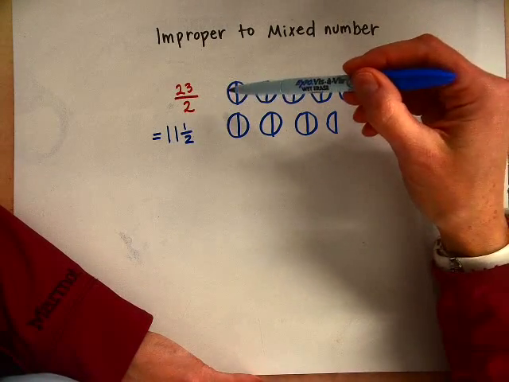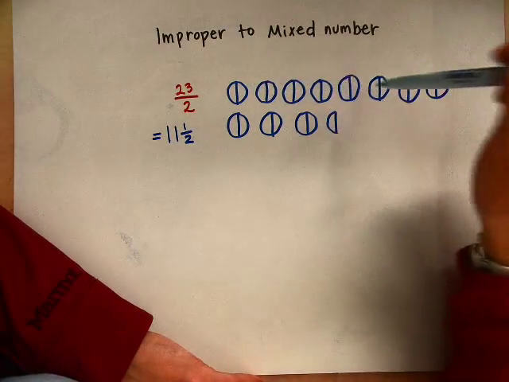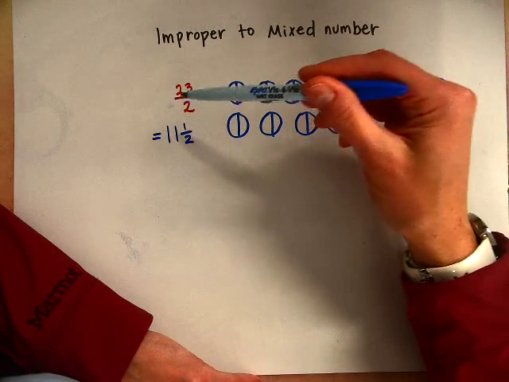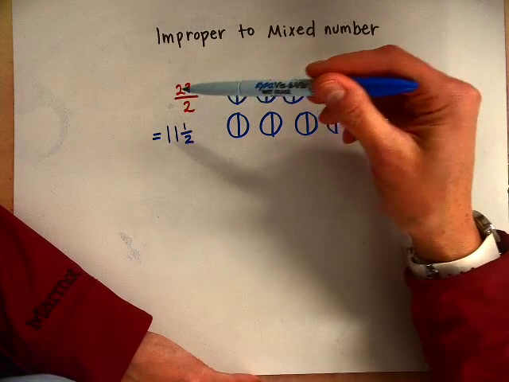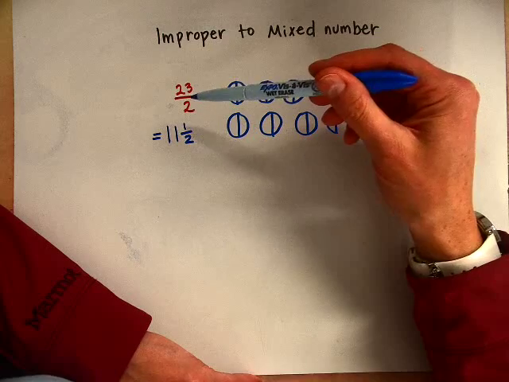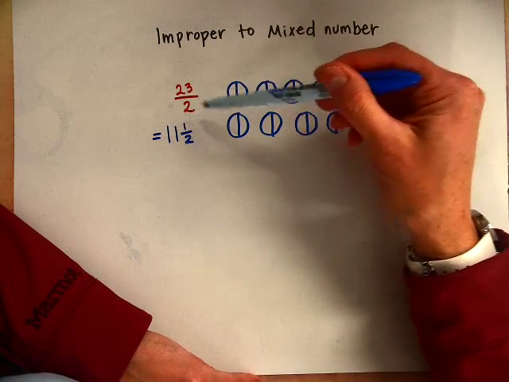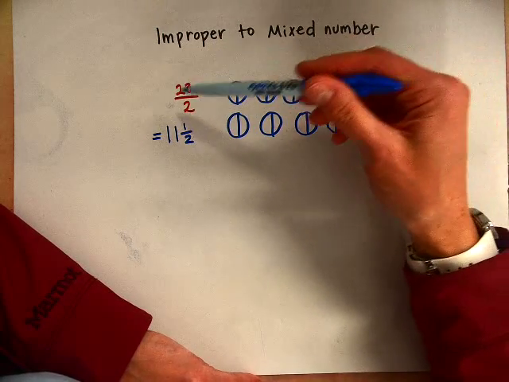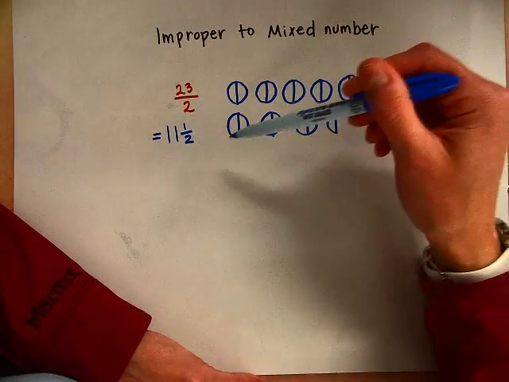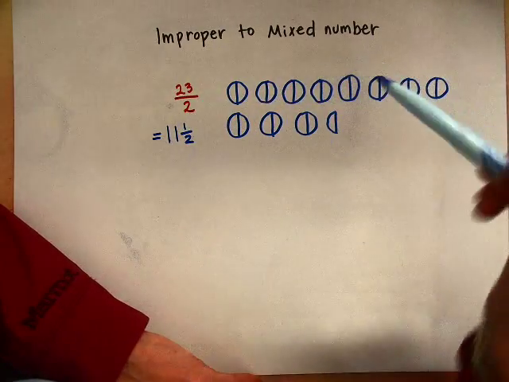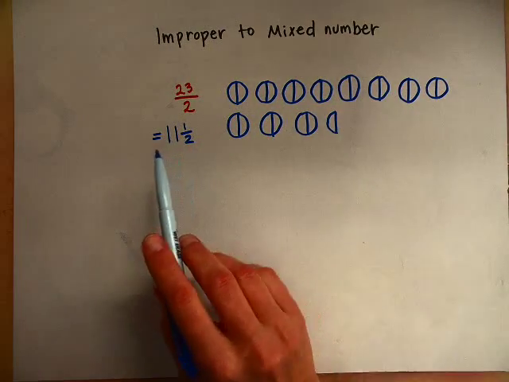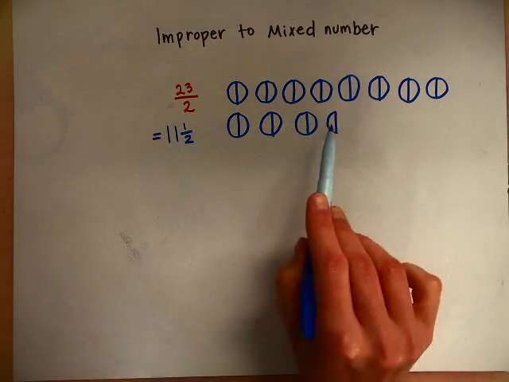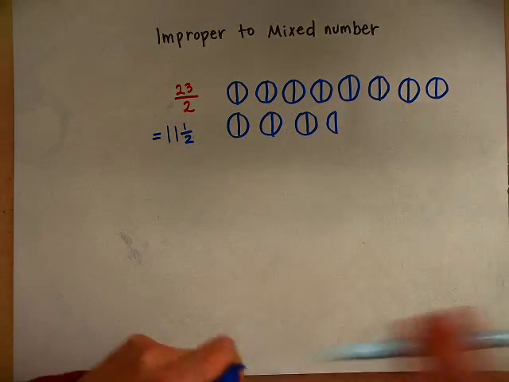And the reason why I did it in halves is because the fraction is originally in halves. And you always want to stick with the denominator that you're using in the first place. So if it's in halves, you keep it in halves. If it's in fourths, you keep it in fourths. So this is 11 and 1 half.